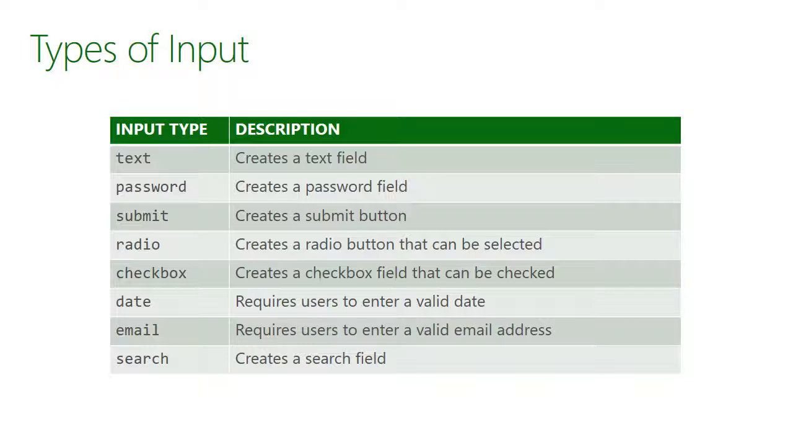This table shows a few types of input. We have text, which creates a text field. Password would create a password field. Submit creates a submit button. Radio is used for a radio button that can be selected. Checkbox creates a checkbox field. Date would require users to enter a valid date. Email would require a valid email address, and search creates a search field.